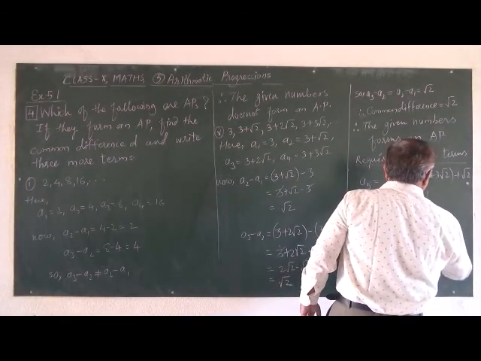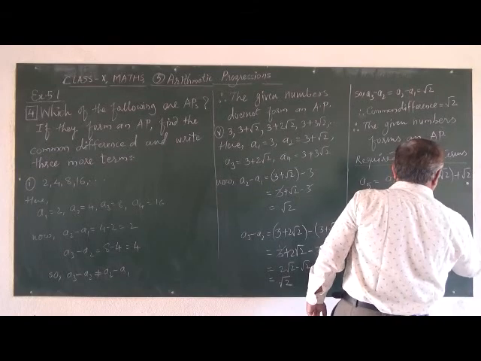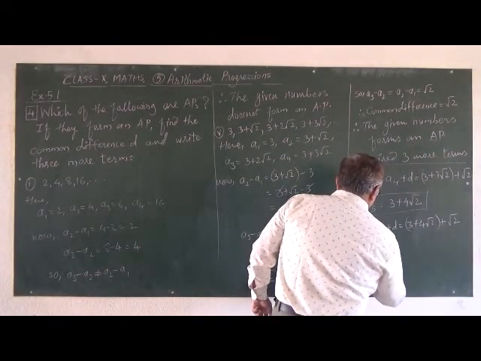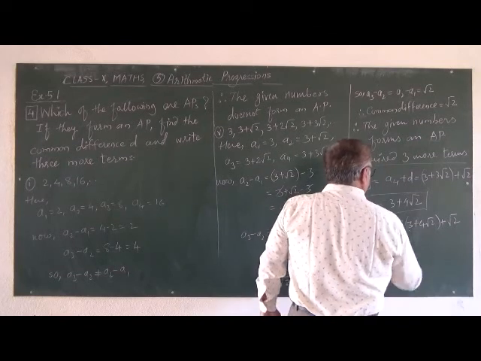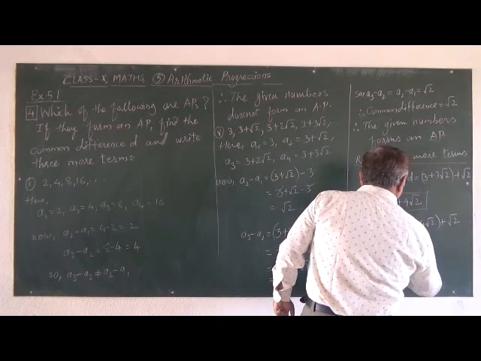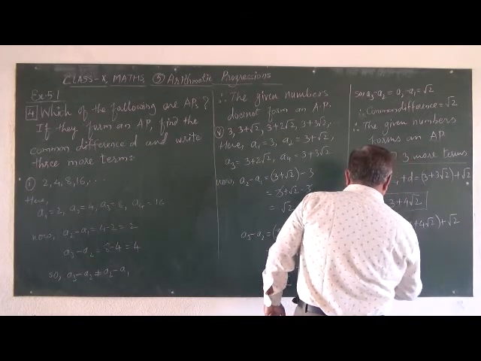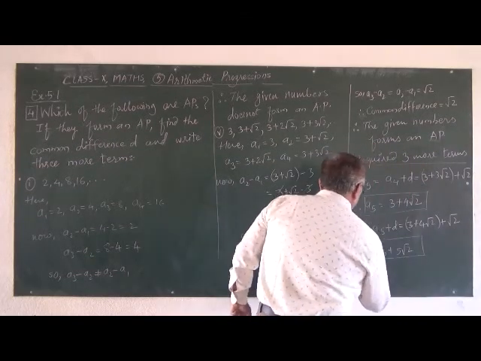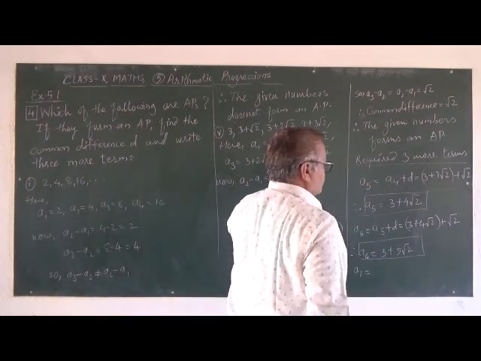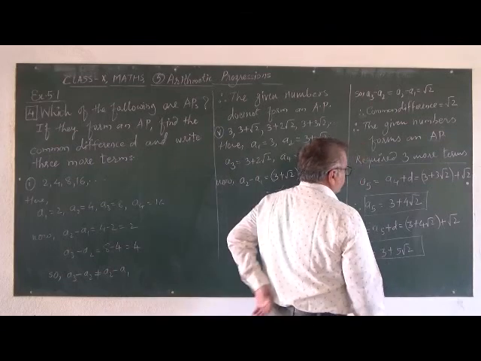3 plus 4 root 2 plus root 2. So this will turn out here, A6 will be 3 plus 4 plus 1, 5, so 3 plus 5 root 2. So you got the 6th term, and let us see the 7th term. 4 terms are given, so you have to calculate up to the 7th term.